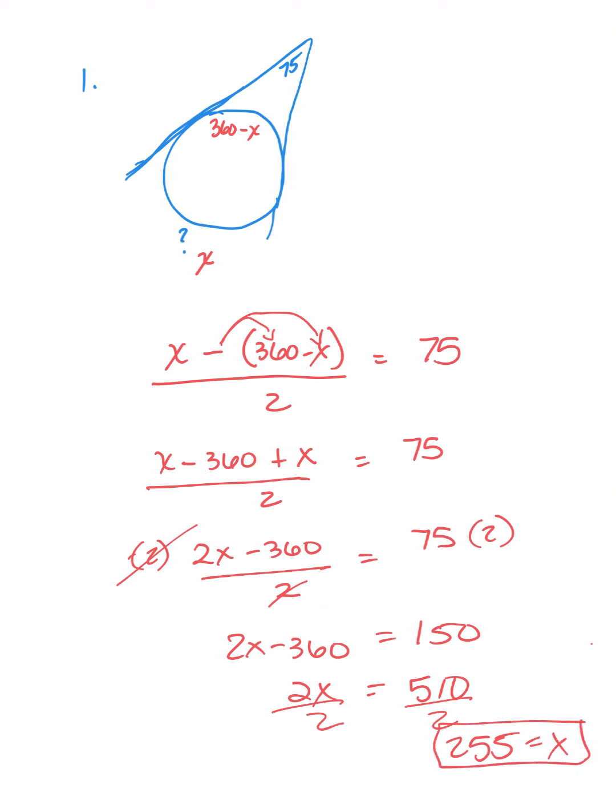If you want to check your work, I have that this is 255. I just found that. Well, this small snot bubble is 105 because it has to add up to 360. Got it? So 255 minus 105 divided by 2 equals 75. Let's see if that's true. 150 divided by 2 equals 75, and that is true, so our answer is correct.